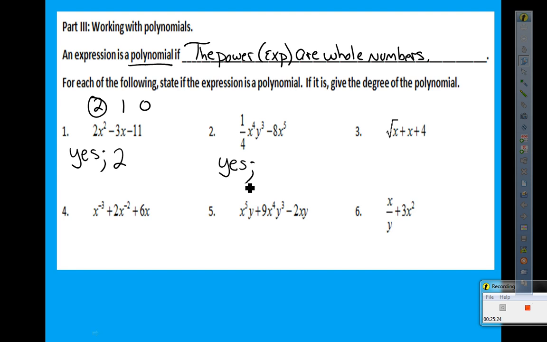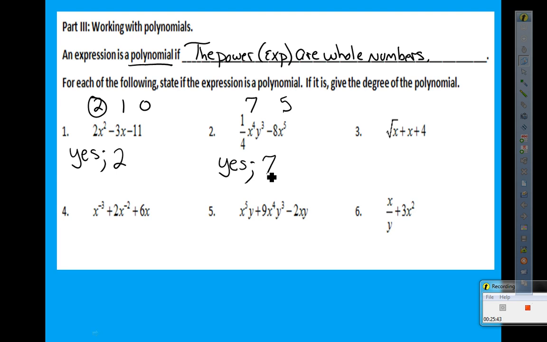To get the degree of it, here's what I got to do. This first term has a 4 and a 3. Well, if you add the 4 and the 3, you get a 7. This term only has a 5. Pick the bigger number. That's the degree of your polynomial.